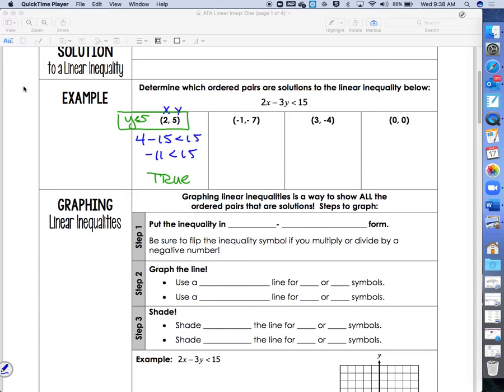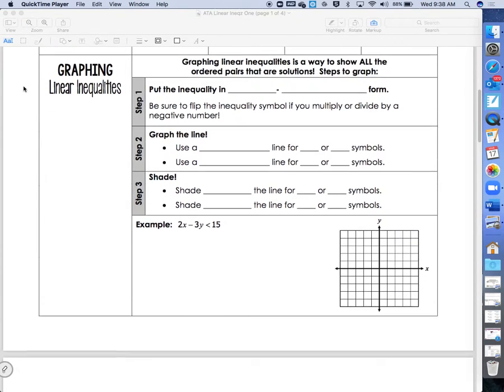Moving to the next example, if x is -1, if y is -7, then I'm left with +19 less than 15. This is a false statement. So that means that this is not a solution to the inequality. That is not an ordered pair that makes that true, and I will let you do the other two on your own without me. Moving on down to actually graphing the lines.